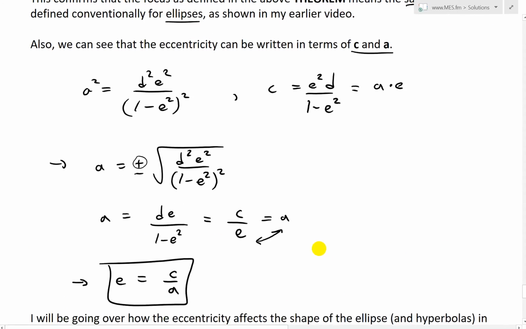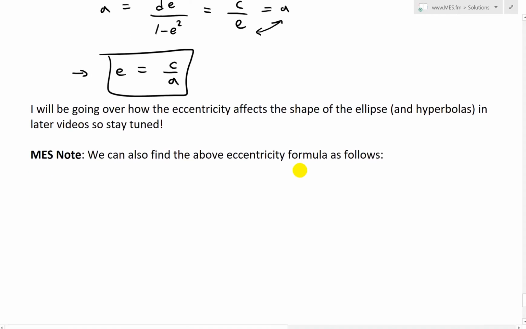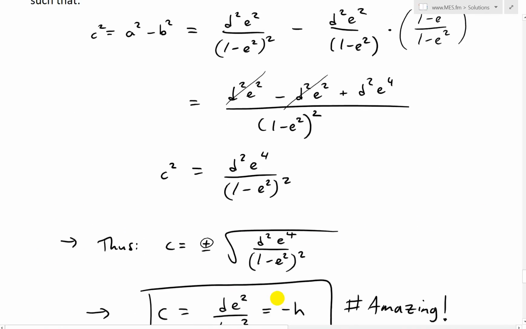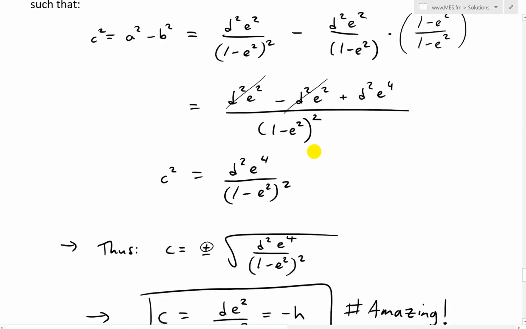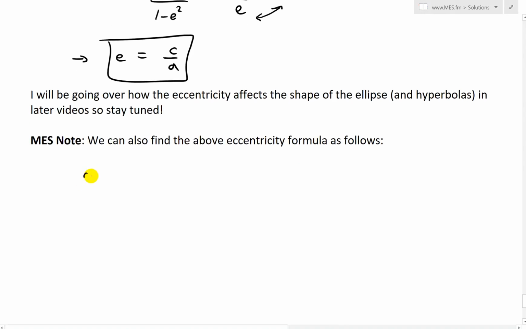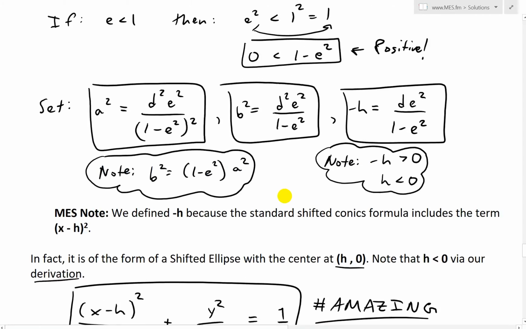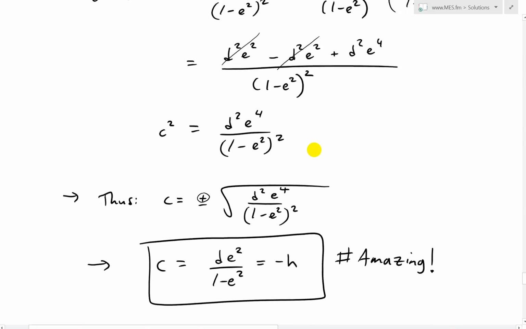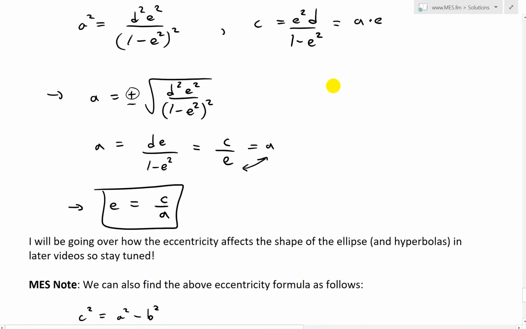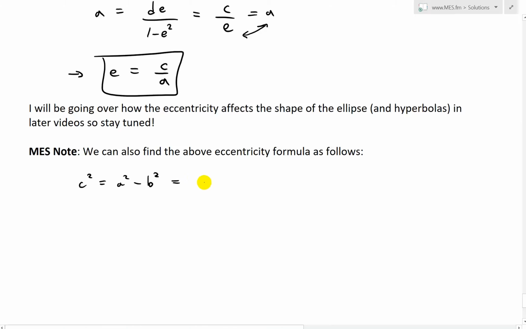Instead of doing it like this, if we scroll back up, we know that c squared equals a squared minus b squared. But we also know from above, as I showed you, that b squared is equal to 1 minus e squared times a squared. So there are our three variables: we have c, we have a, and we have e. So this equals a squared minus (1 minus e squared) a squared, and this whole thing is our b squared.